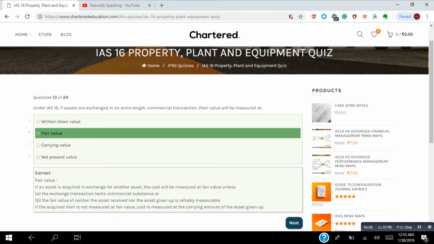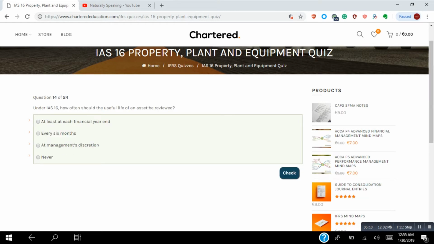Yes. Under IAS-16, how often should the useful life of an asset be reviewed? At least at each financial year end. That is the correct answer.